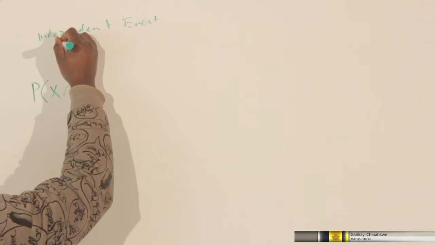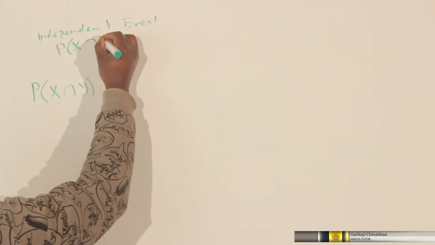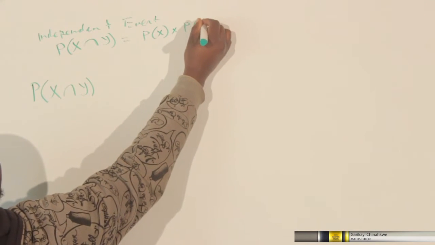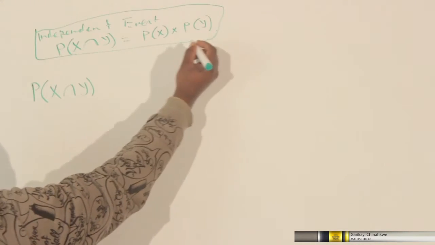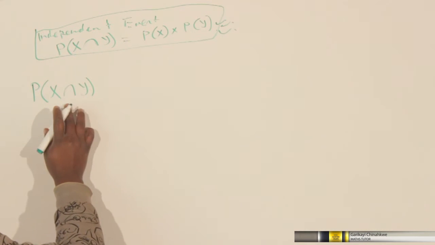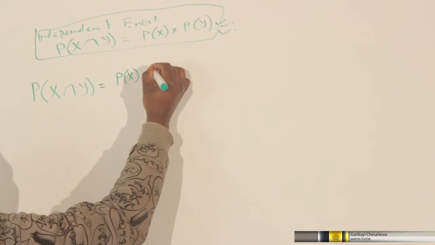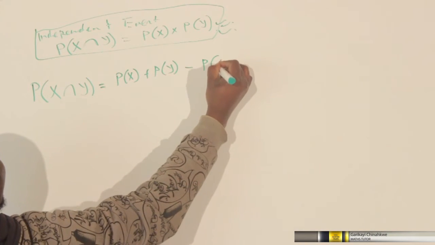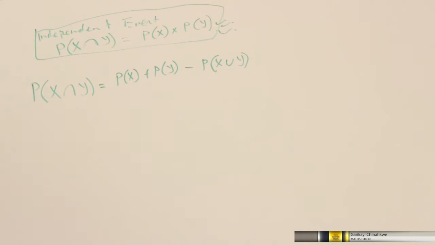It is probability of x intersection y. It is given by probability of x multiplied by probability of y. That's for independent events. If events are independent, don't forget this. Then don't forget this again: probability of x intersection y is given by probability of x plus probability of y minus probability of x union y. These two are very important.